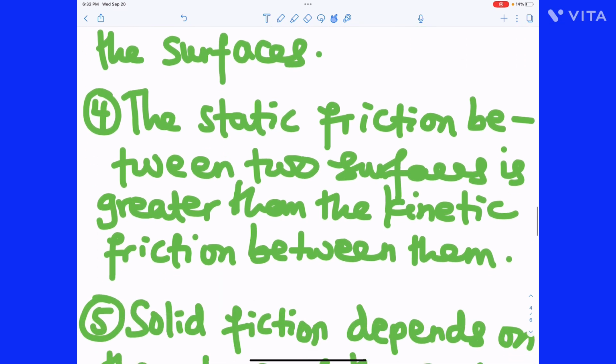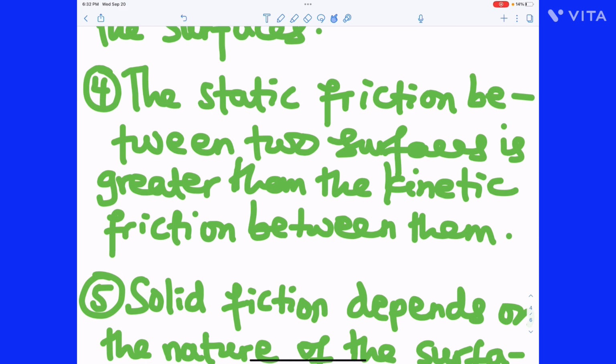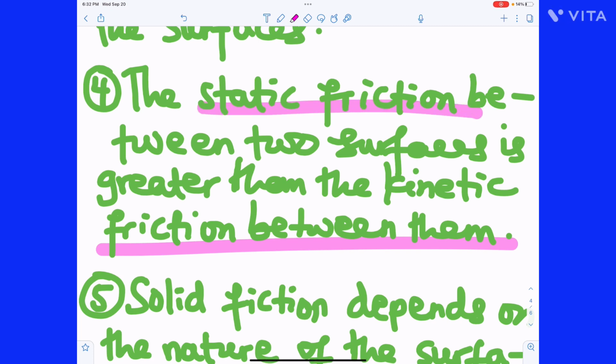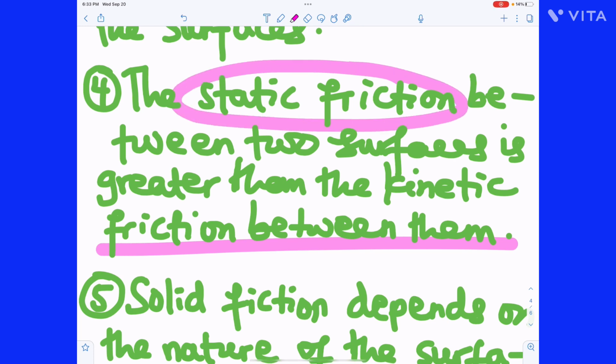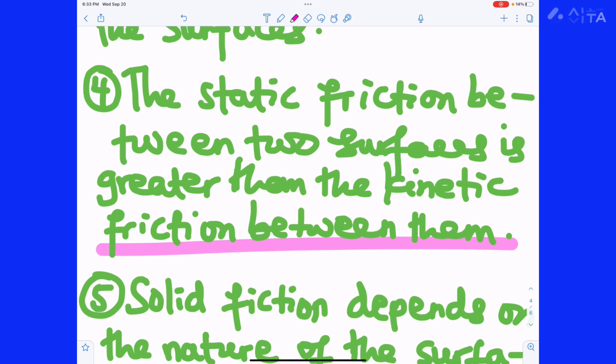Number 4, static friction between two surfaces is greater than the kinetic friction between them. The static friction is the friction you experience while trying to move an object that was stationary. When you try to move a stationary object, the friction you experience is called limiting or static friction. But when the object has been set in motion, when it starts moving, the friction reduces.